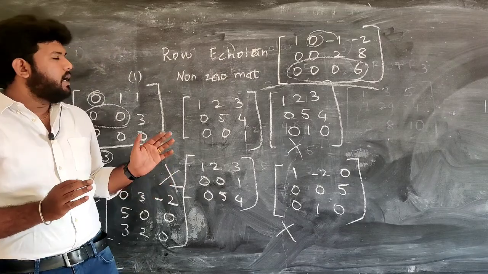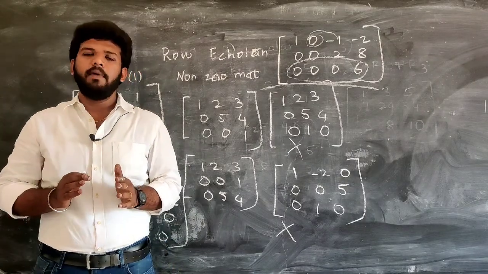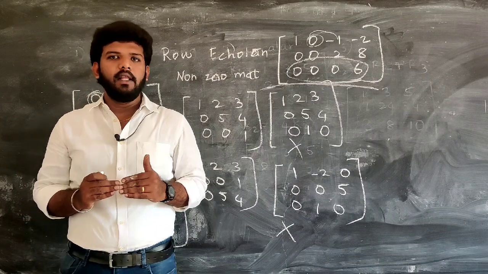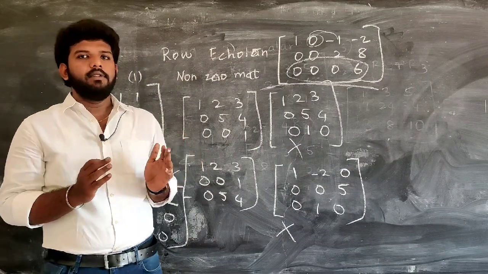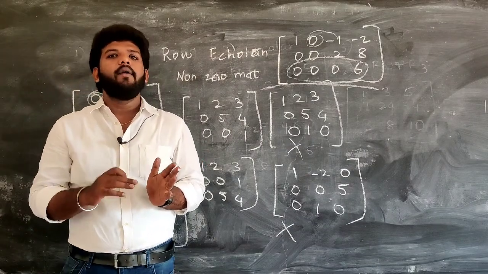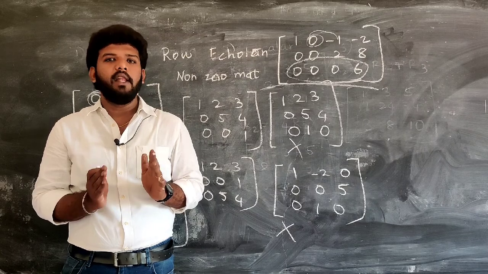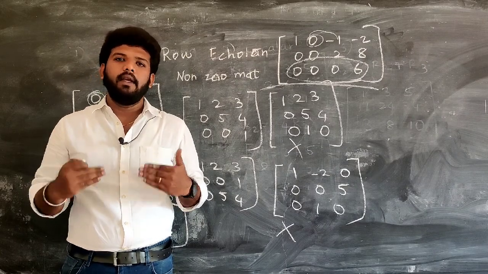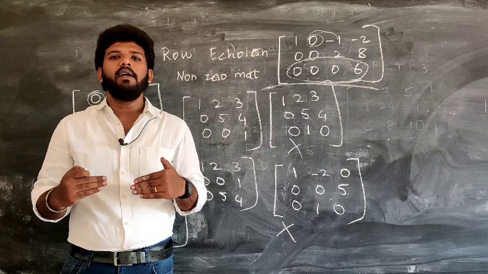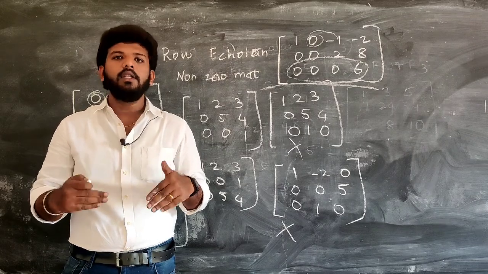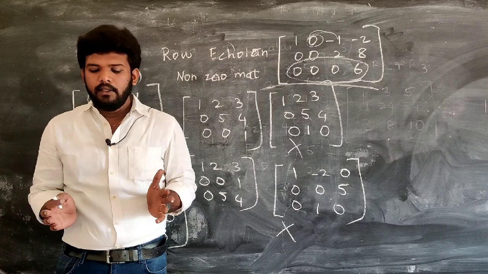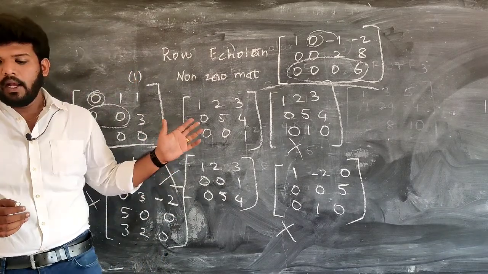So row echelon form na enna, the matrix must be a non-zero matrix. Okay, then I have to see the last row. Last row with the 0, the numbers must be on the right side of the 0 and it should not be on the left side of the 0, right? And it should be in the decreasing order. கடைசில 3 0 இருந்தா அதுக்கு மேல 2 0 இருக்கும், இல்ல 1 0 இருக்கும், இல்ல 0 இல்லாம இருக்கும். Right? So it should not increase. Okay, this is the thing for the row echelon form.